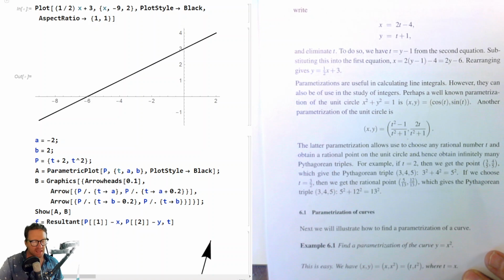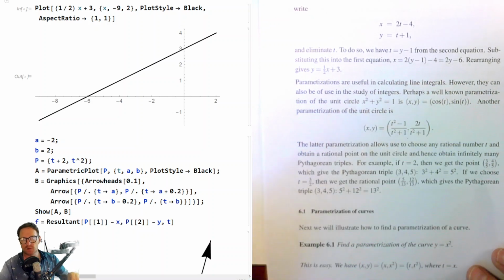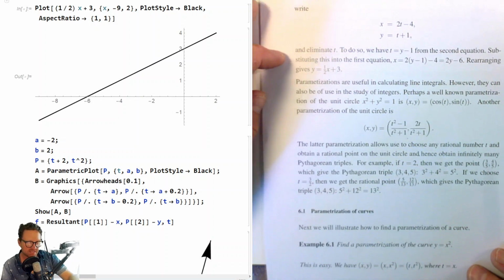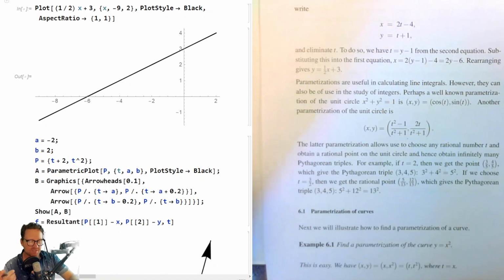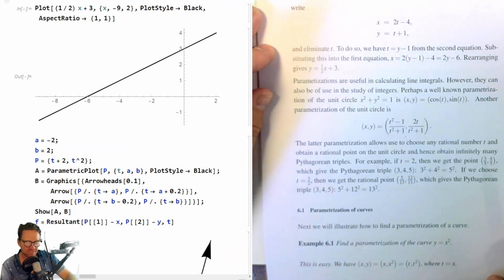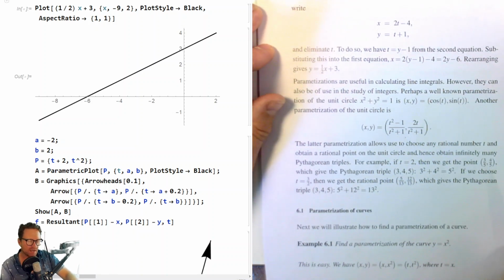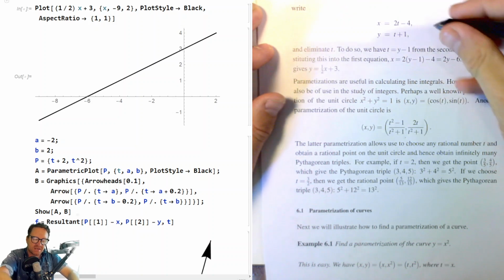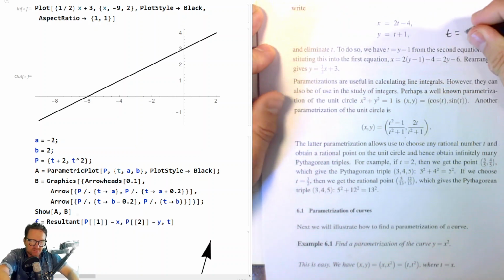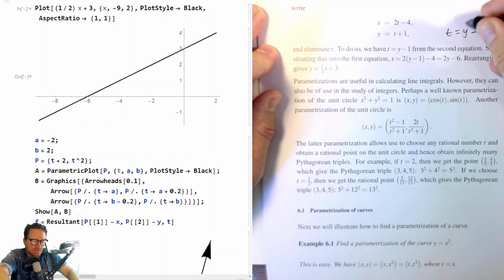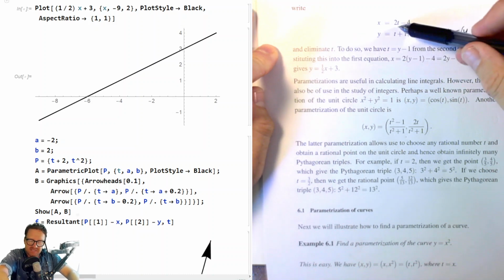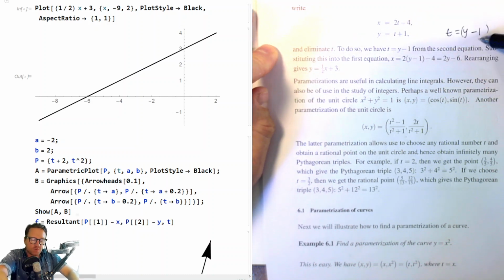So we would write x is equal to 2t minus 4 and y is equal to t plus 1. And what we want to do is eliminate t from these equations so that we get a relationship between x and y. So from this equation right here, we can write t is equal to y minus 1. And then wherever we see a t in here, we can replace it with y minus 1.